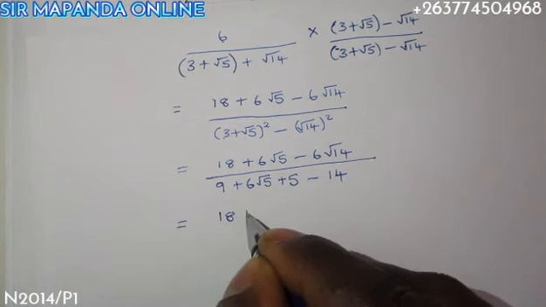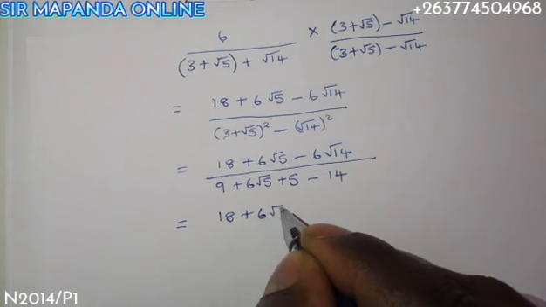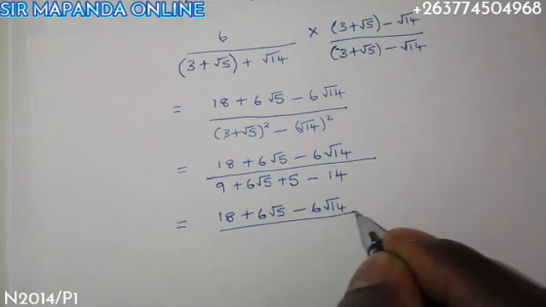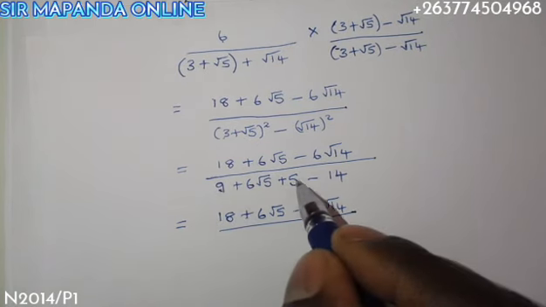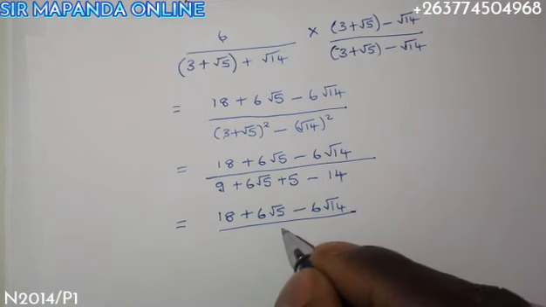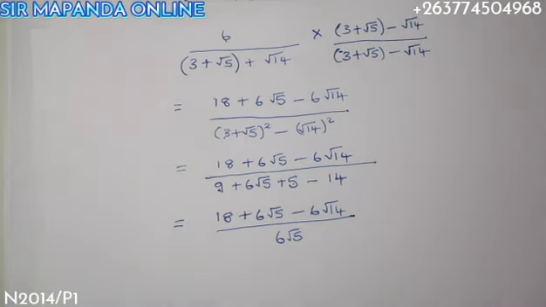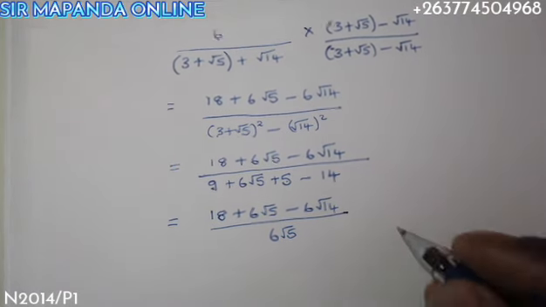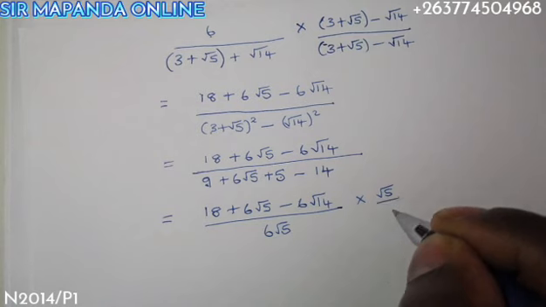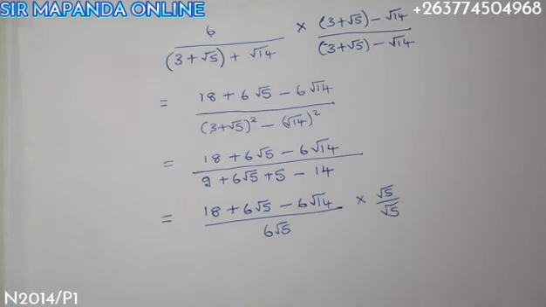So this is 18 plus 6 root 5 minus 6 root 14. Then you say 9 plus 5 is 14. 14 minus 14, you get 0. So you are going to be left with 6 root 5 on your denominator. So we can rationalize it further if we multiply by root 5 on both the numerator and the denominator. I hope you are following, class.